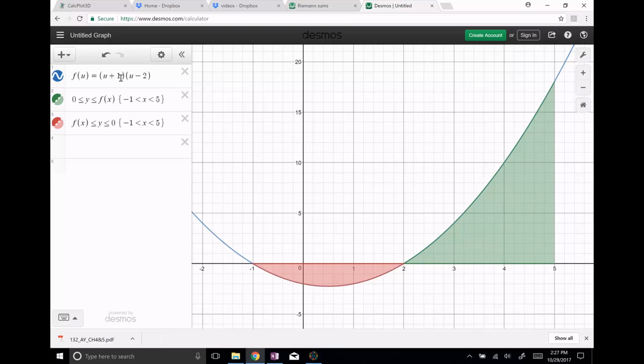U plus 1 times u minus 2, and then I went ahead and I shaded. Remember that if it's below the x-axis, this area gets counted negatively, and if it's above the x-axis, then the area gets counted positively. So I did different colors for the different shading here. And then let's go ahead and evaluate.